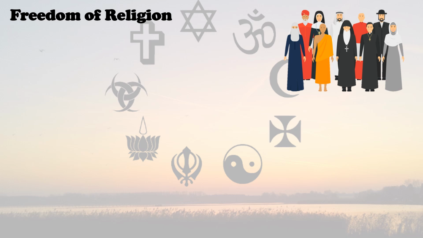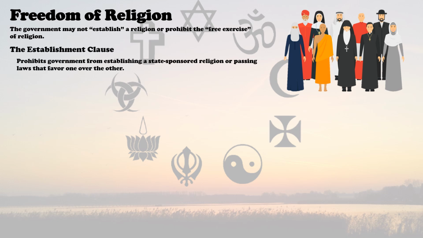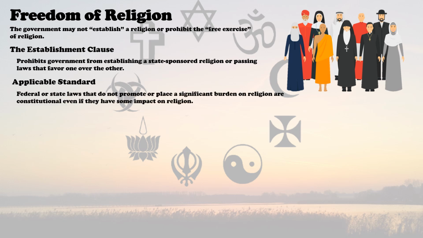Also, in the First Amendment is freedom of religion. The government may not establish a religion or prohibit the free exercise of religion. The Establishment Clause prohibits the government from establishing a state-sponsored religion or passing laws that favor one religion over another. And it simply means the government must be neutral, right? If they do something for one religious group, they must do it for every other religious group.